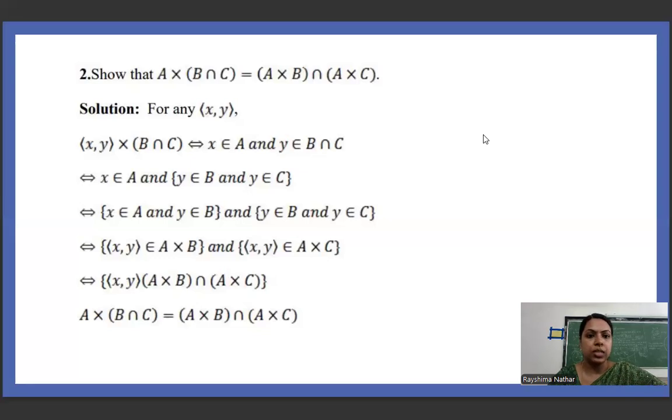This shows that A cross (B intersection C) is contained in (A cross B) intersection (A cross C). Similarly, we can do the converse part.